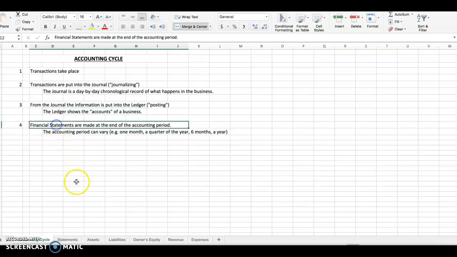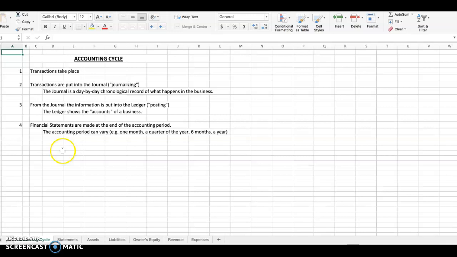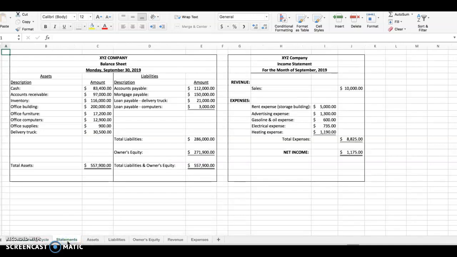And finally, the last step, the financial statements are made. And these statements could be made at the end of the month, if that's the period, quarter of a year, 6 months, a year. It varies with business to business. So that's the accounting cycle. Now, what we want to do, as I mentioned before, we're working kind of backwards here. The last step is constructing the two financial statements, and we have done that. Now we're going to back up and look at this important book called the ledger.